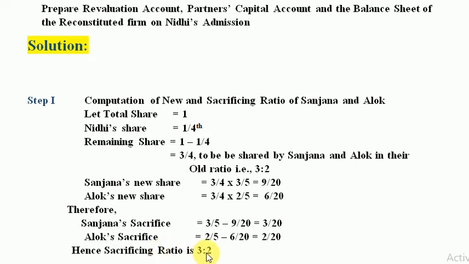And now what is the purpose of calculating sacrificing ratio? Today again I am repeating, the only purpose of calculating sacrificing ratio is to do the accounting treatment of premium for goodwill brought by the new partner. Sacrificing ratio's role stops here. So in this sacrificing ratio 3:2, the premium brought by the new partner Nidhi will be credited to the old partners. I hope you understand this.